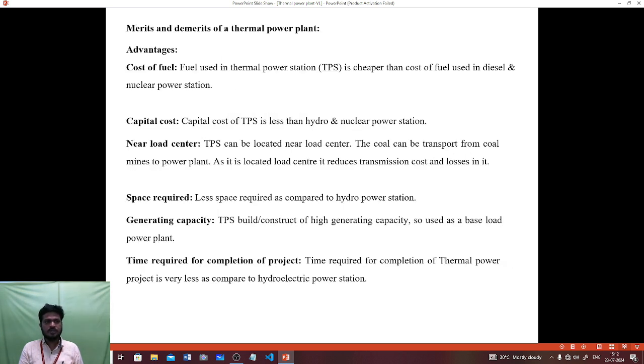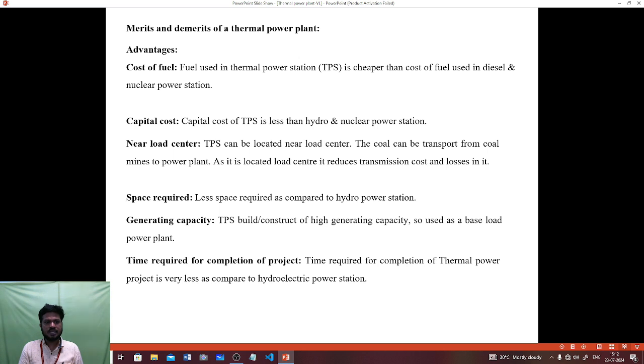And finally, we are going to see the merits and demerits of a thermal power plant. The main advantage of a thermal power plant is the cost of fuel. The fuel used in a thermal power station is cheaper than the fuel used in diesel or nuclear power stations. And the capital cost is less than hydro and nuclear power stations.